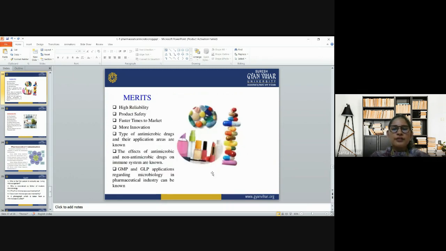Then we covered the merits of pharmaceutical microbiology. It includes high reliability, product safety, faster time to market, and more innovations. Types of antimicrobial drugs and their application areas are known. The effect of antimicrobial and non-antimicrobial drugs on the immune system is known. GMP and GLP applications regarding microbiology in the pharmaceutical industry can be known.